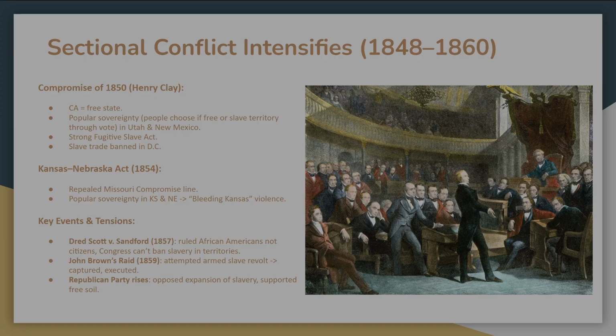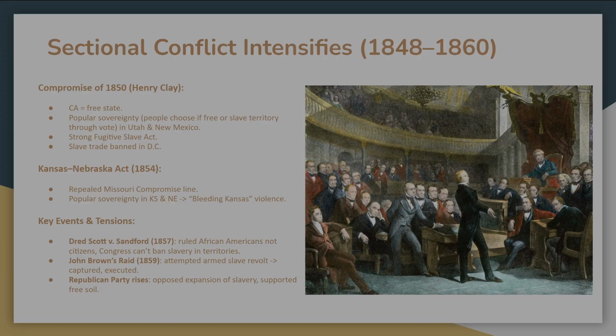You have the Kansas-Nebraska Act, which repealed the Missouri Compromise line and established popular sovereignty in Kansas and Nebraska, which led to the Bleeding Kansas violence. So basically, the Kansas-Nebraska Act establishes more popular sovereignty, and it just leads to more intensified conflict and even violence, which we see in Bleeding Kansas.